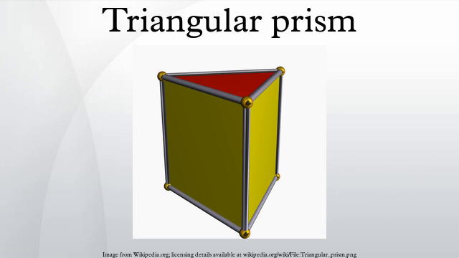Compounds: there are 4 uniform compounds of triangular prisms: compound of 4 triangular prisms, compound of 8 triangular prisms, compound of 10 triangular prisms, compound of 20 triangular prisms.